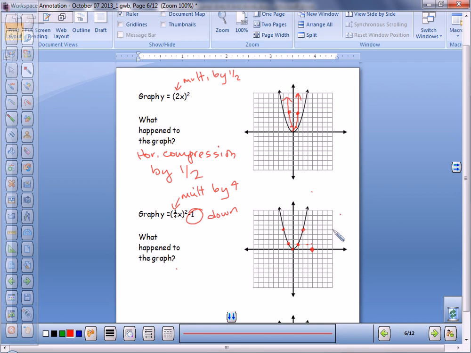0, 0. Times 4 is still 0, 0, but down 1. Negative 1, 1 becomes negative 4, 1, but down 1. Negative 2, 4 becomes negative 8, 4, but down 1. And then we get this nicely stretched parabola. It was a horizontal stretch by a factor of, and then shift down 1.